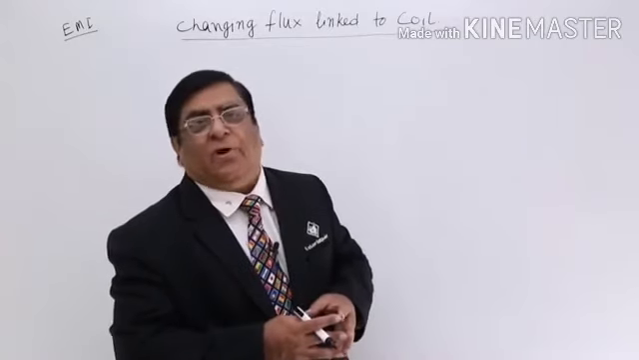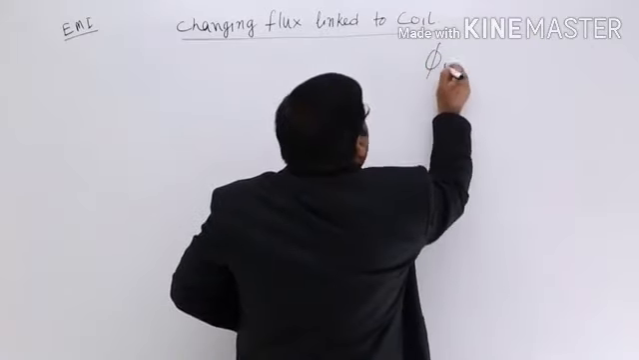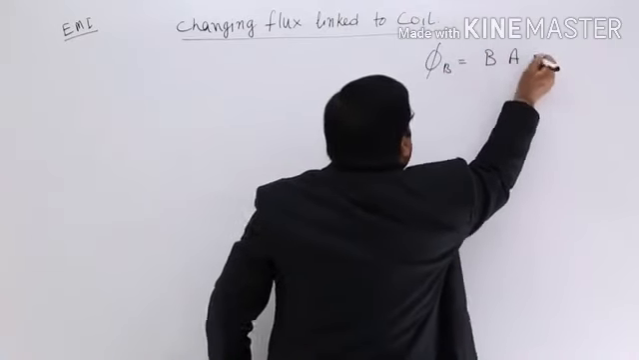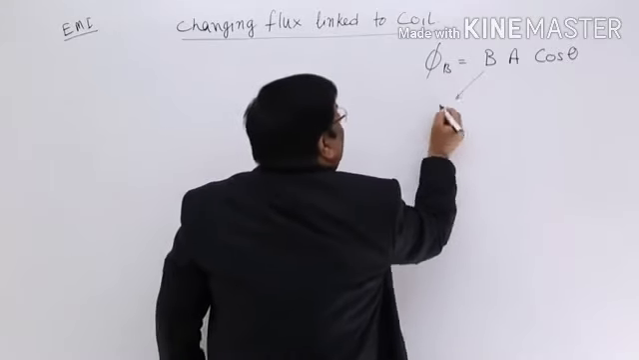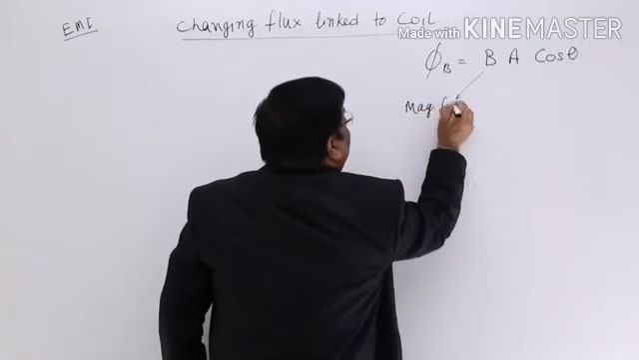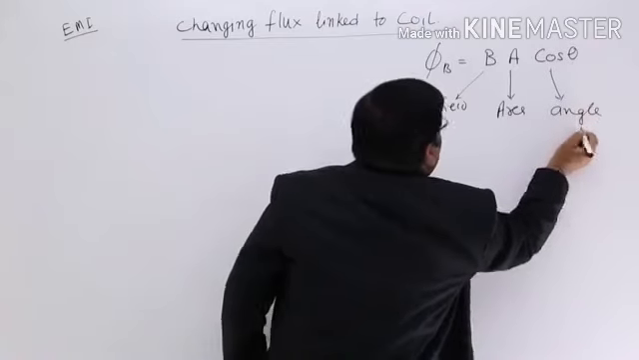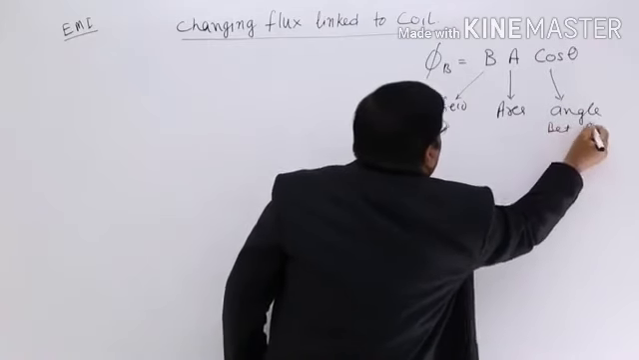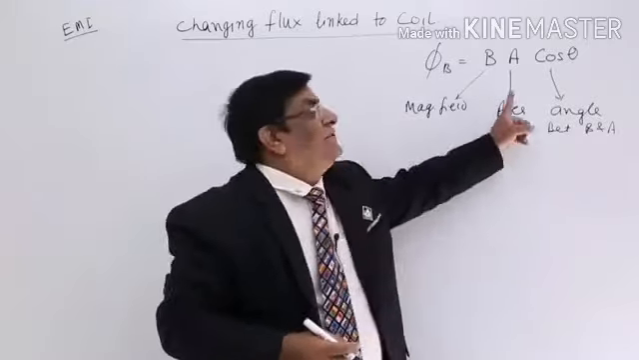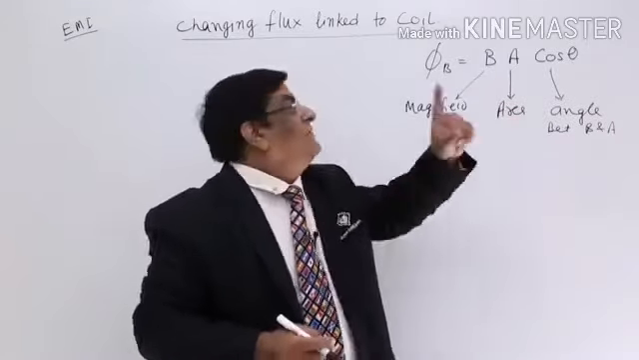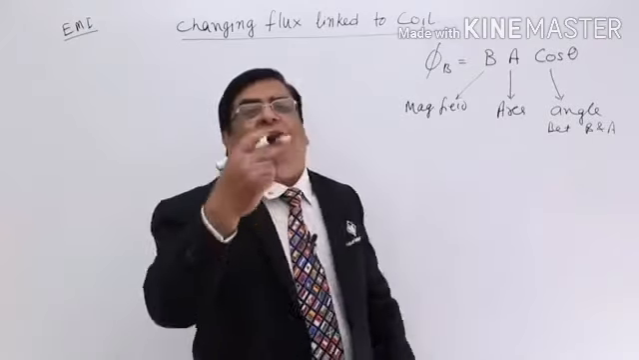How can we change the flux linked with the coil? For that, we see the formula for flux. What does it consist of? Magnetic flux is equal to B into A into cos theta, where theta is the angle between B and A. That means the flux has three components. One is magnetic field, another is area, and another is the angle between B and A. If we manage to change any one of these, the flux will change. If we keep on changing it, the flux will keep on changing, and as long as the flux keeps changing, the current will be flowing in the coil.